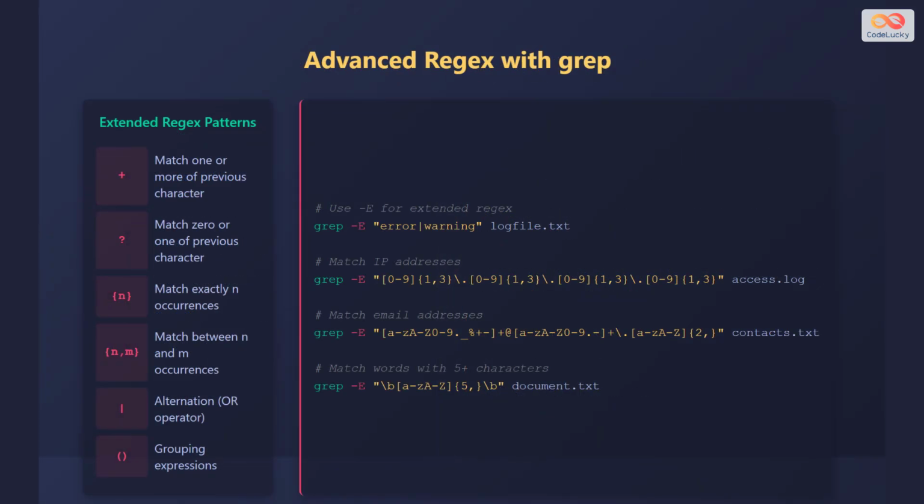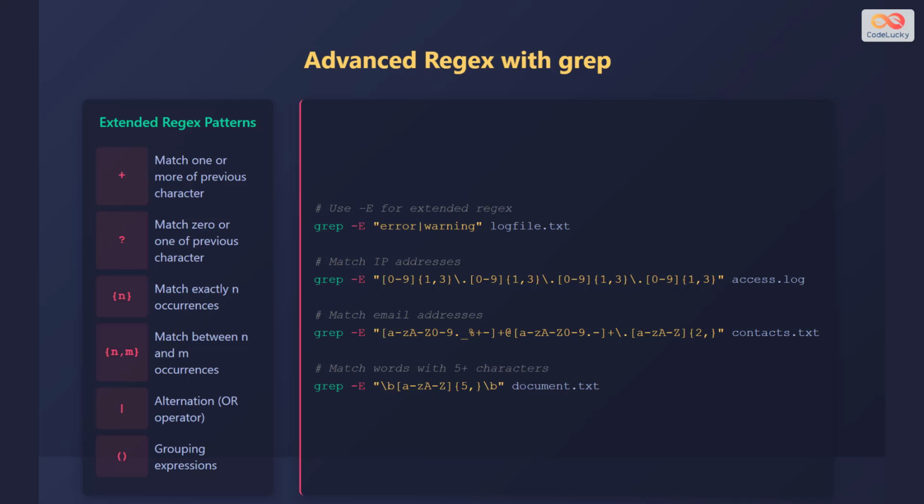Now let's delve into some advanced regular expressions that can be used with grep. To use these advanced features, remember to include the -E option in your grep command. The plus sign matches one or more occurrences of the previous character. The question mark matches 0 or 1 occurrence of the previous character.